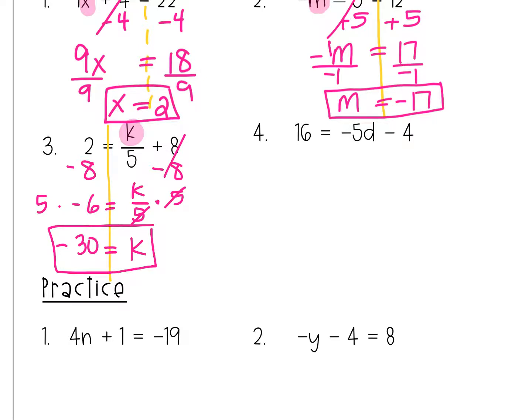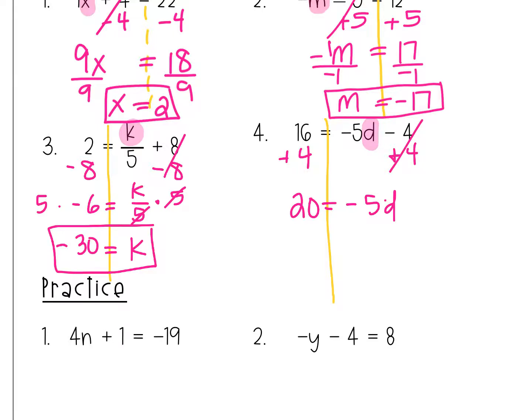Okay, one more example. 16 equals -5d minus 4. We're trying to get d by itself. So let's add 4 to both sides of the equal sign. So if I add 4, add 4. 16 plus 4 is 20 equals -5d, and these cancel each other out. Then I'm left with 20 equals negative 5d.